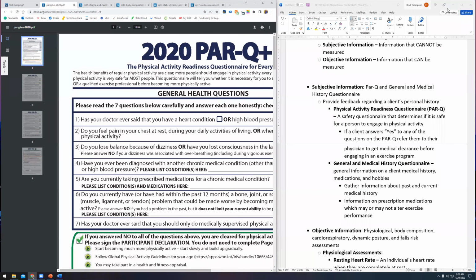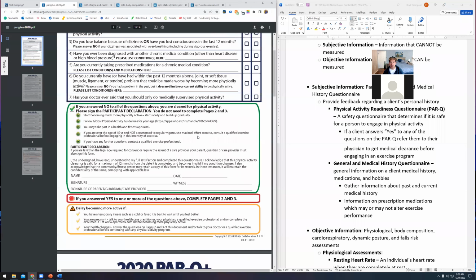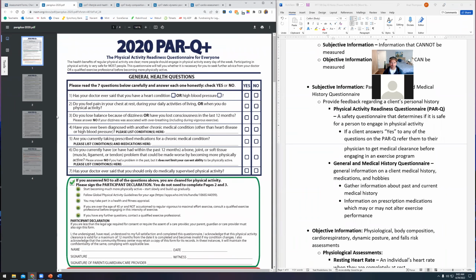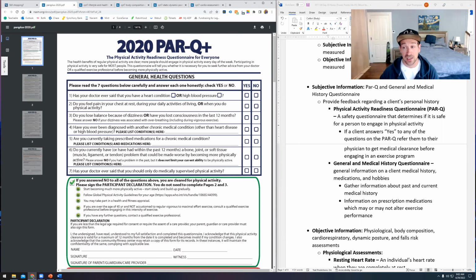So that line right there at the top is talking to your client. It's like, for most people, it is safe and healthy to engage in physical activity, but this questionnaire is designed to tell us whether or not you might fall into that category that's not safe, right? So the PAR-Q, the Physical Activity Readiness Questionnaire, is a safety questionnaire that determines if it is safe for a person to engage in physical activity. If your client answers yes to any of the questions on the PAR-Q, they should probably get medical clearance from their doctor before they actually hit the gym floor, okay?